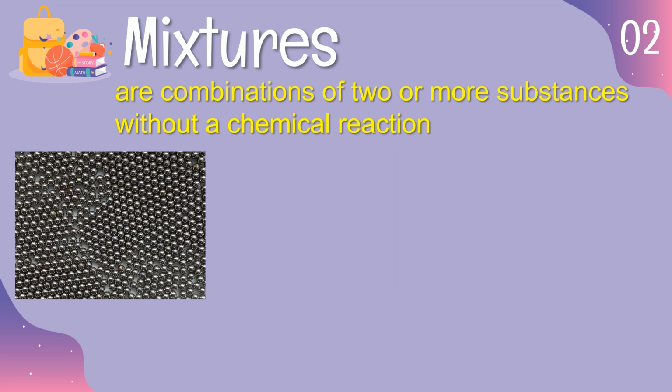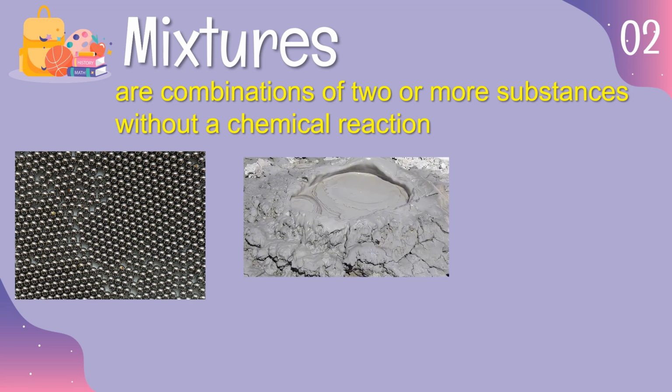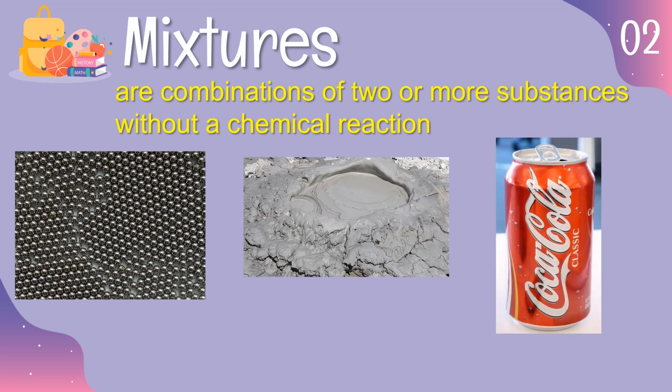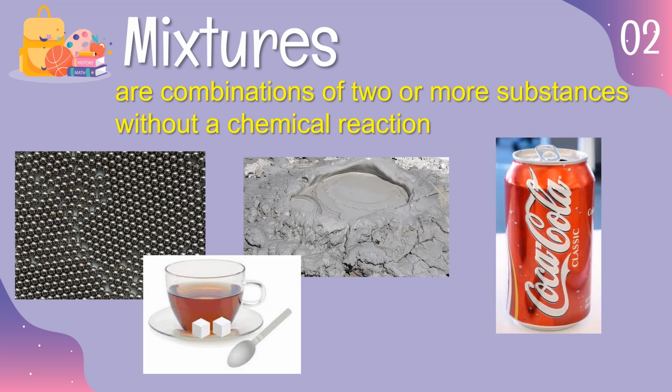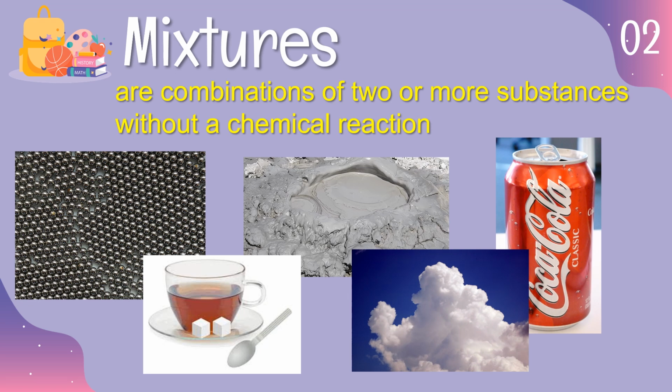Mixtures can be solid to solid like steel, which is an alloy or a mixture of metals. Or it can also be solid to liquid, like in concrete, or gas to liquid, like in a soda, or liquid to liquid, like in milk tea, or gas to gas, as in the atmosphere. But mixtures are not all the same. In fact, they have different types.